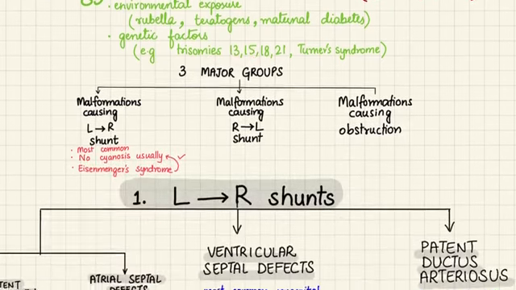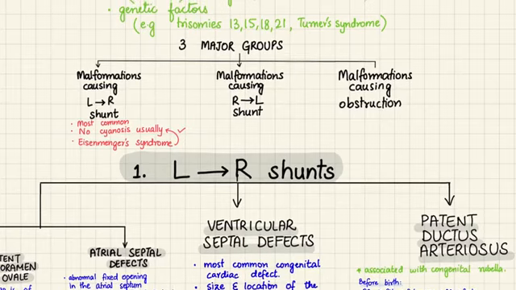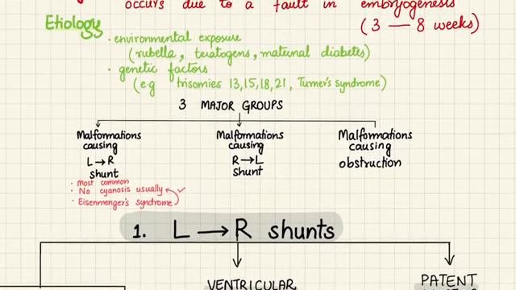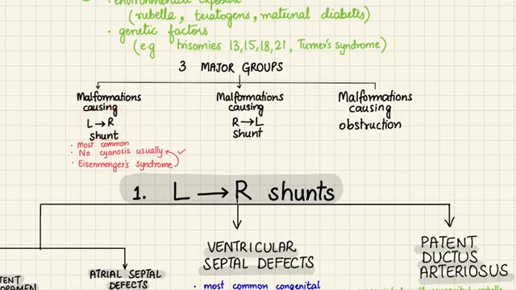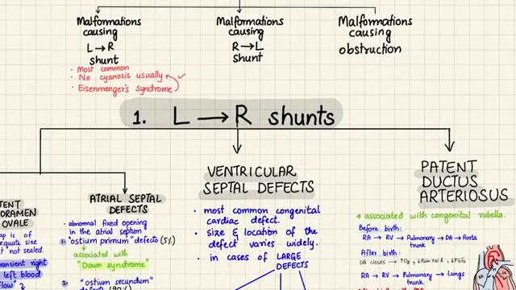Now, we can classify these defects on the basis of a criteria, that is, if they cause a left to right shunt, if they cause a right to left shunt, or if they cause obstruction of vessels. First of all, we're going to see the left to right shunts.